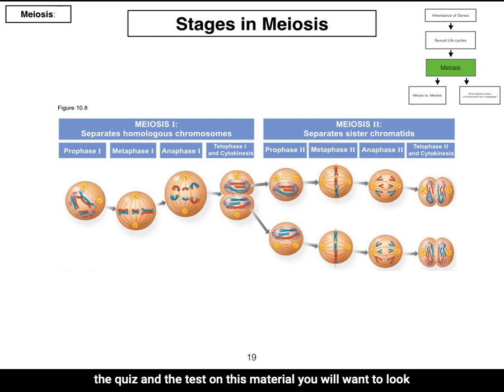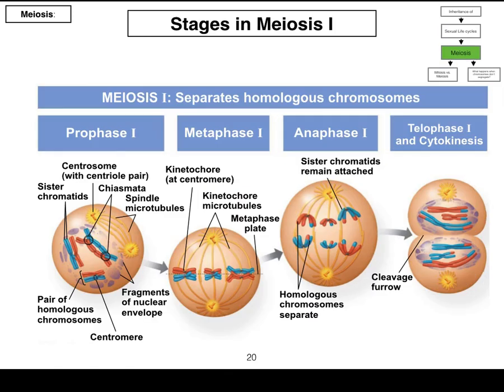To prepare yourself for the quiz and the test on this material, you will want to look at these cells out of order and without labels and determine whether or not you can identify which stage of meiosis the cell is in. In this figure, we will look at an overview of each of the steps of meiosis 1. One cell is entering meiosis 1 with 3 pairs of sister chromatids that have duplicated and made a pair of homologous chromosomes. You can see the red and the blue chromosomes.